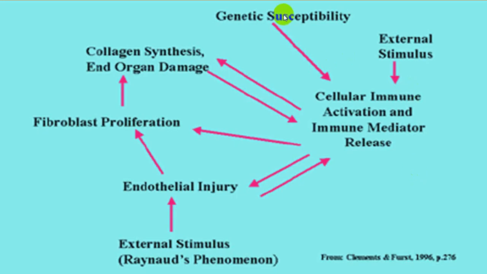Again, same genetic susceptibility, external stimulus, cellular immunity activation, immune mediator release. Now both of these will produce collagen synthesis and organ damage. It will also stimulate fibroblast proliferation. It will also stimulate endothelial injury. Secondary to endothelial injury, fibroblast proliferation and organ damage. And end organ damage will also give rise to immune mediated release, etc. So this will continue. And external stimulus like Raynaud's phenomena can also stimulate the endothelial injury, and that can also set up again fibroblast proliferation, etc.